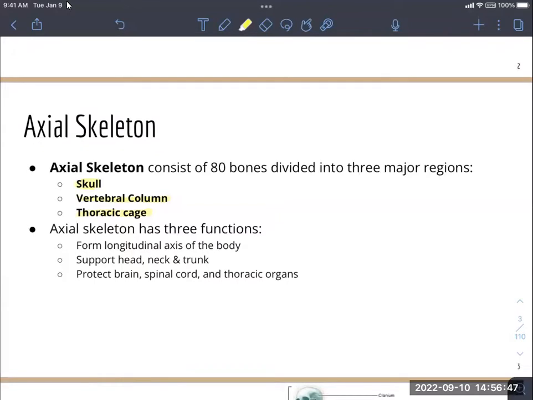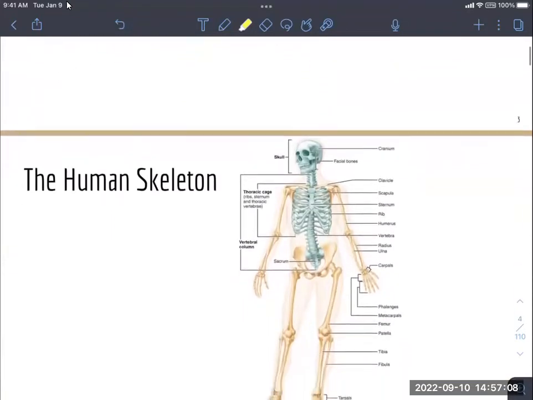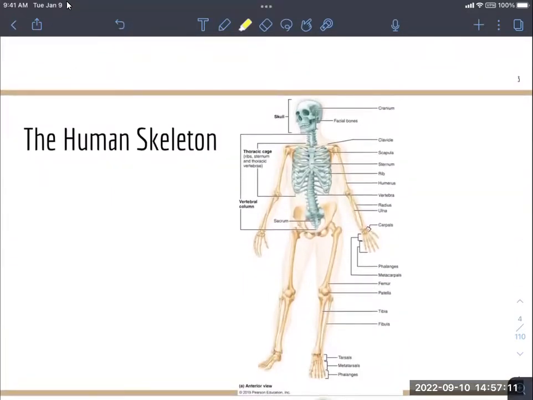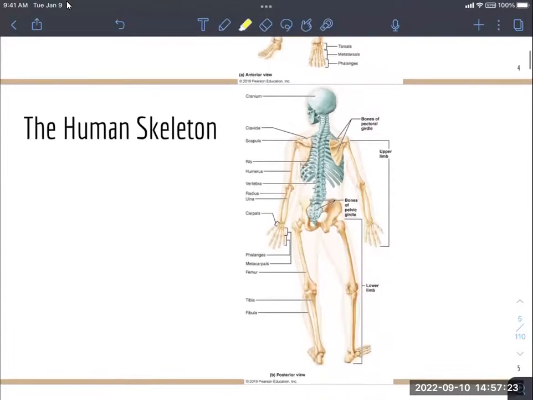So your axial skeleton gives you that longitudinal axis to your body, that height, your trunk, your head, your neck. It protects your brain, your spinal cord, and your thoracic organs, your heart, your lungs. They're all protected. So everything in blue, like a bluish green in this picture, is your axial skeleton. This is what we're going to look at in this lecture. Here's the backside view. Everything in that bluish green color is our axial skeleton.